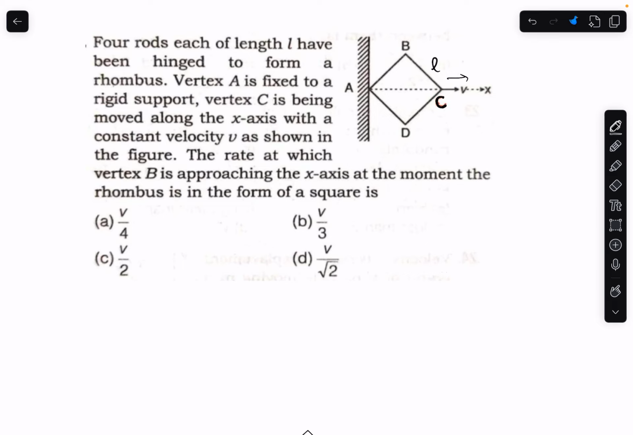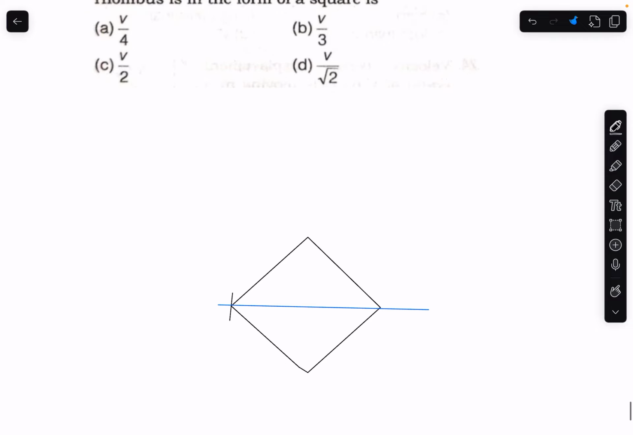As the point C is moved along the x-axis, point B will have a vertically downward velocity and a horizontal velocity also. So we are concerned about the vertically downward velocity. So we have to find the rate at which the vertex B is approaching the x-axis. At the moment, the rhombus is in the form of a square. So we will start with the square and apply the physical constraints.